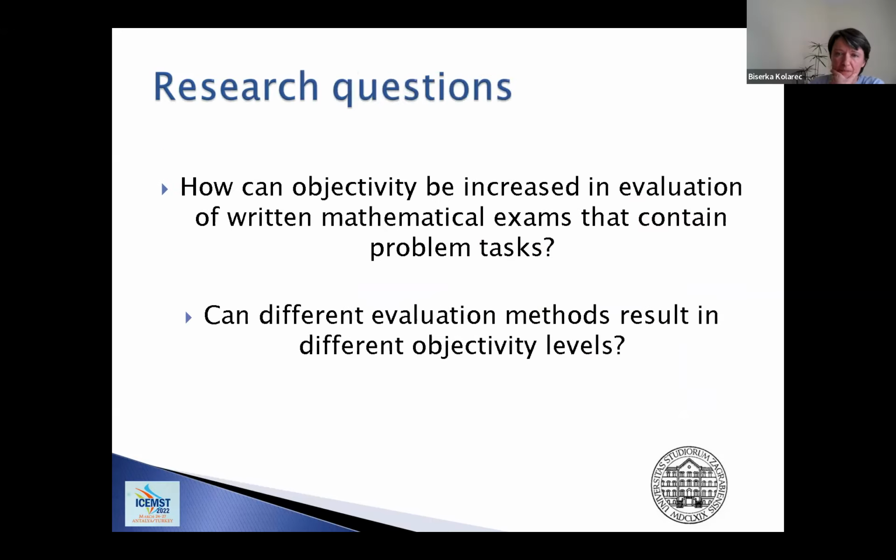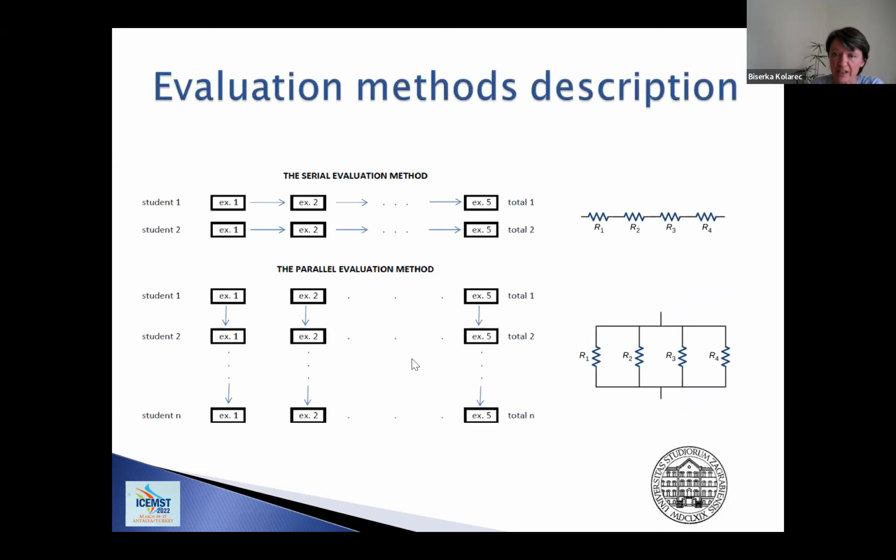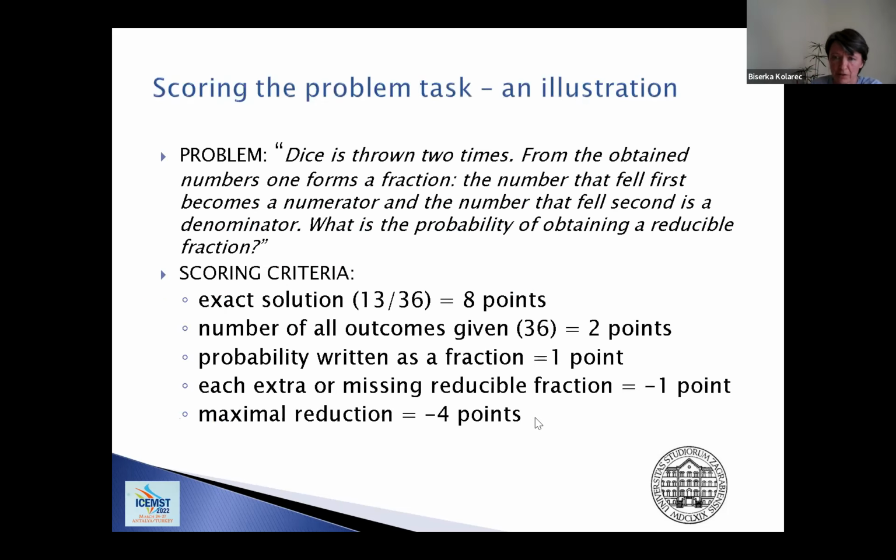Okay. So let me just show you. There is one example of one student's work, and here is this diagram. You can see it now. Okay, so I was describing evaluation methods: the serial, which assumes evaluation student by student, and the parallel, which assumes evaluation task by task. So it also resembles the parallel connection of resistors in electric circuits.